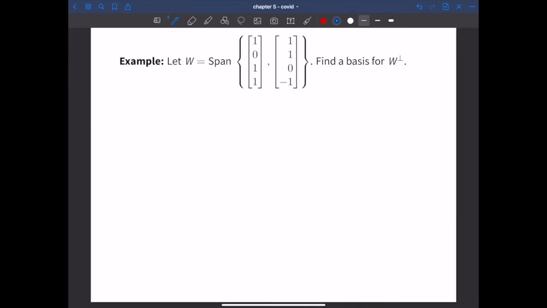So here's an example. Let W be the span of these two vectors. Let's find a basis for W perp. So to solve this problem, we're actually going to do something kind of clever, like we always do. These two vectors span W. We're going to take these two vectors, and we're going to put them as the rows of a matrix. Okay, so A is going to be the matrix 1, 0, 1, 1, and 1, 1, 0, negative 1.